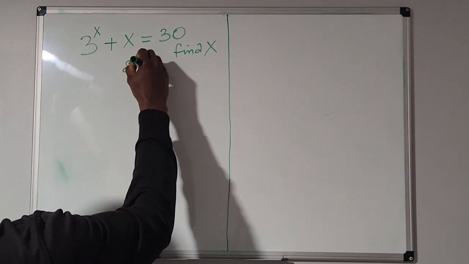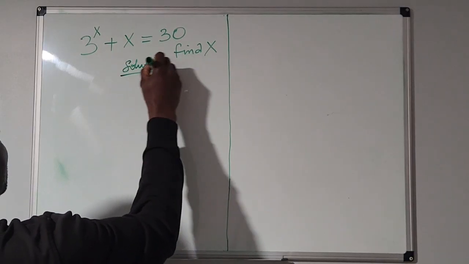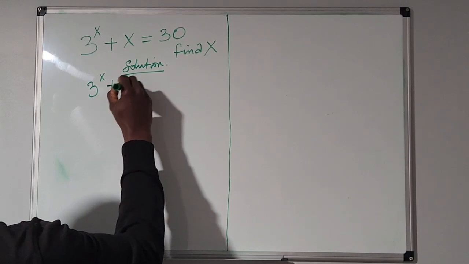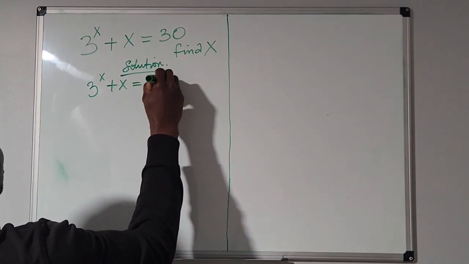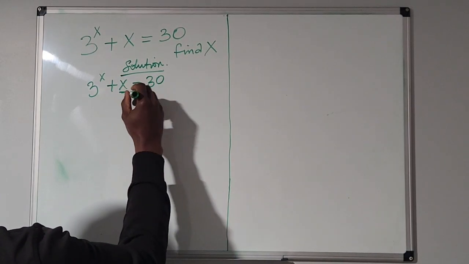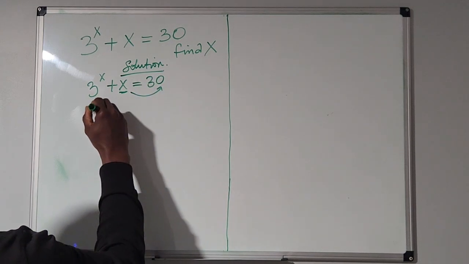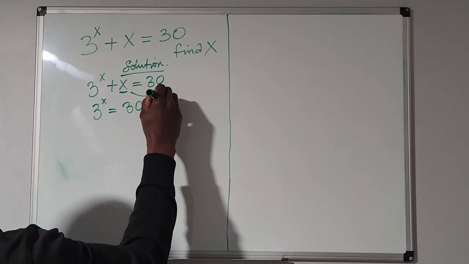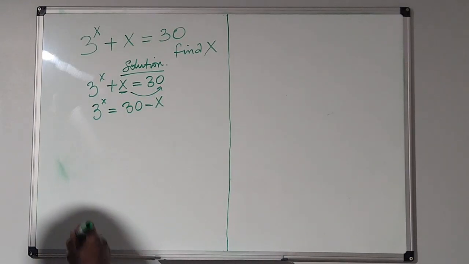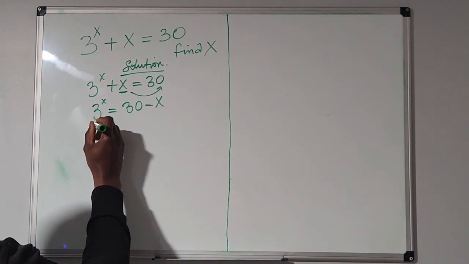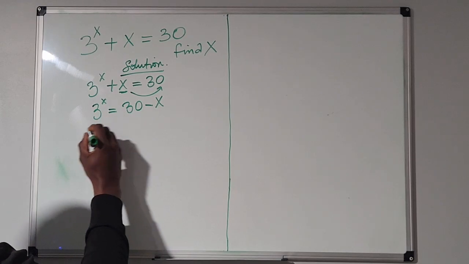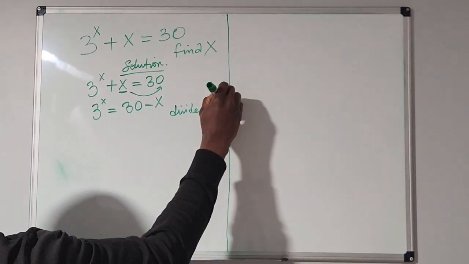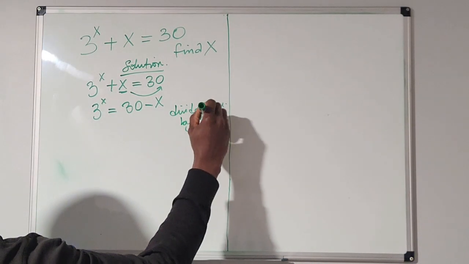So we're going to start the solution of this question by moving the standalone x to the right-hand side. That way we have 30 minus x. Now we're going to divide through by 3 raised to power x.